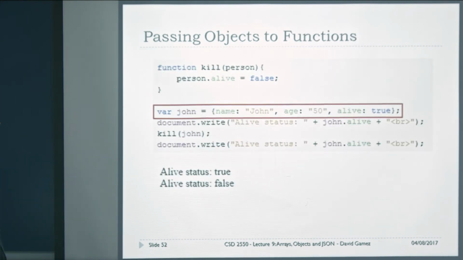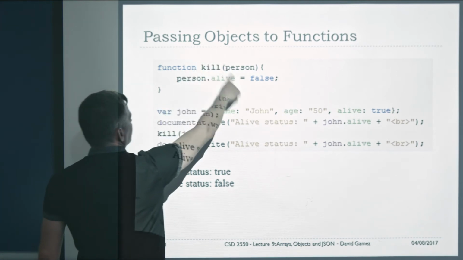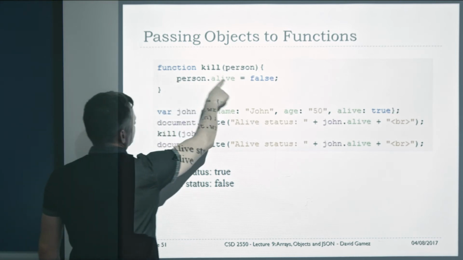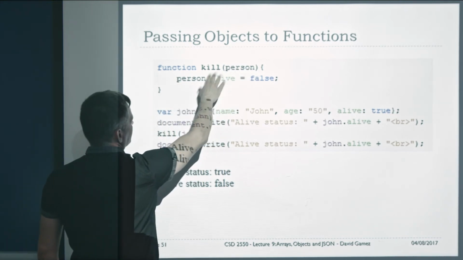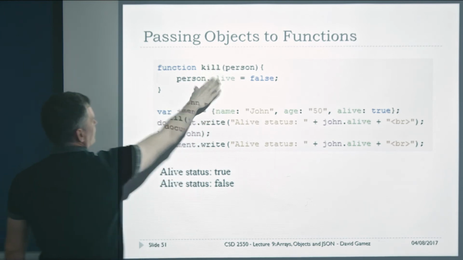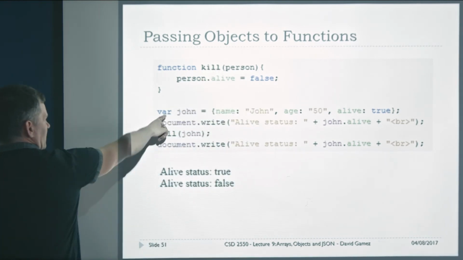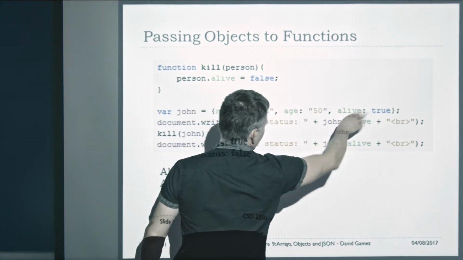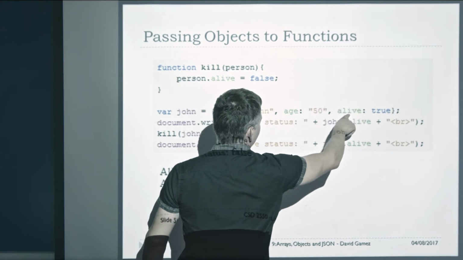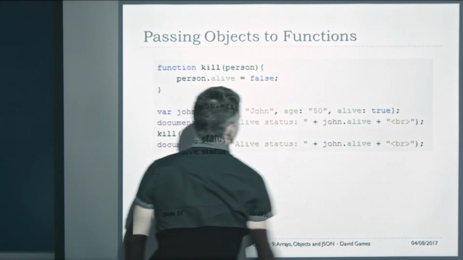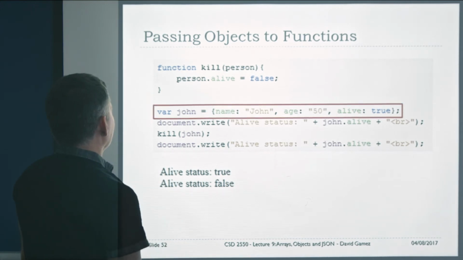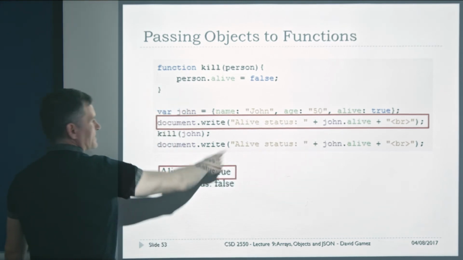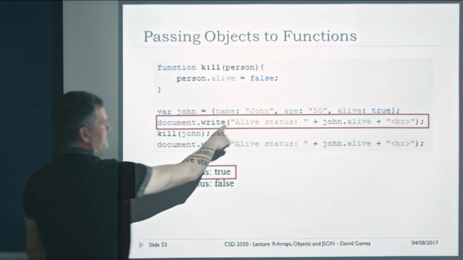So here's a little example. Here we've got a function called kill, and we're passing in a person object. We're accessing the key alive and setting its value to false. So we've got an object here, John, whose name is John, whose age is 50, and he has a Boolean value. The key alive has a Boolean value of true. First, we output the alive status of John, whether he's alive or not, and in this case the alive status is true.